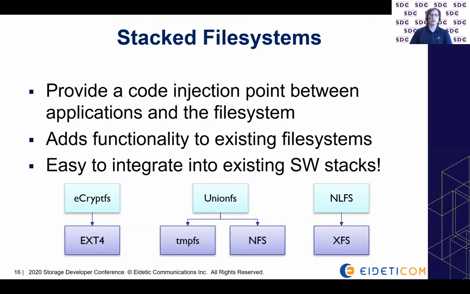Some examples of stacked file systems in the Linux kernel are encryptFS, which encrypts data to and from a lower file system, UnionFS, which merges two lower file systems into a single unified mount, and in our work, NoLoadFS, which does compression to an underlying file system.